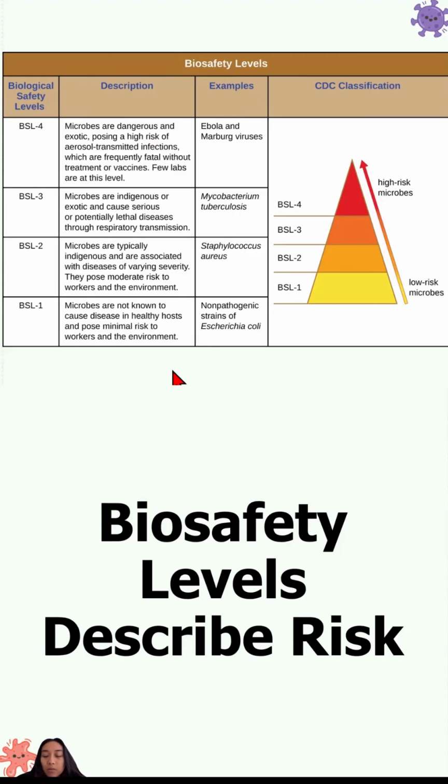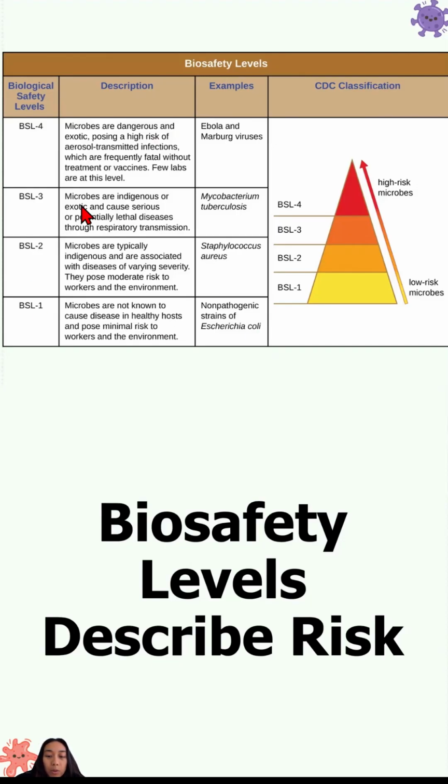So let's start with biosafety level 1. Biosafety level 1 is our least risk. These are microbes that generally don't cause disease in healthy individuals. So they're just fine to work with using just a regular Bunsen burner, gloves, and a lab coat. So just the normal amount of precautions. And so this is going to be things like our lab versions of E. coli and other lab strains that have basically been modified so they can't cause any disease.